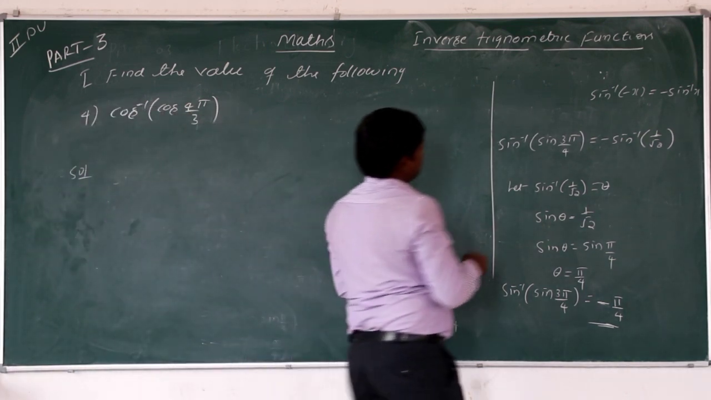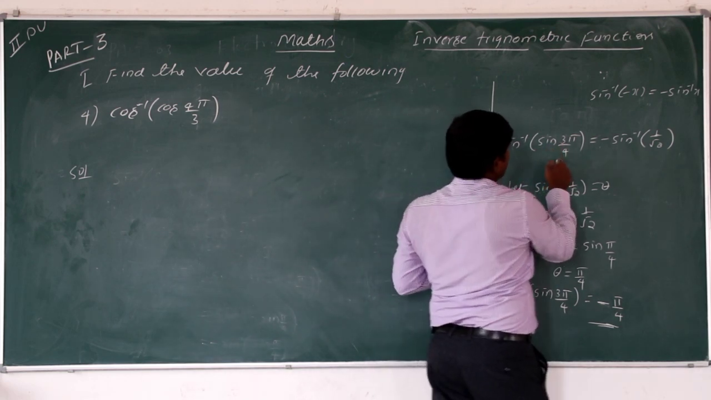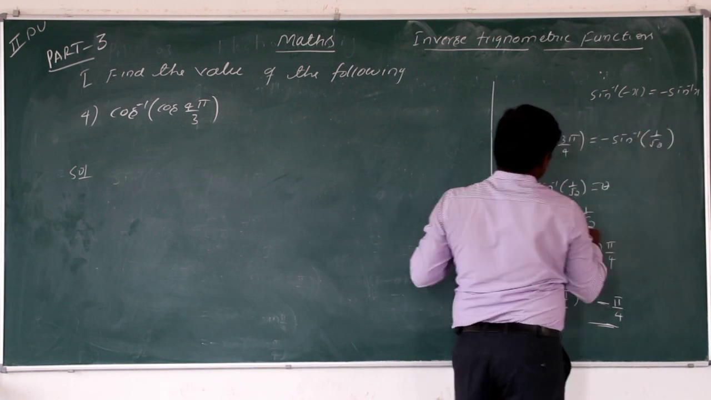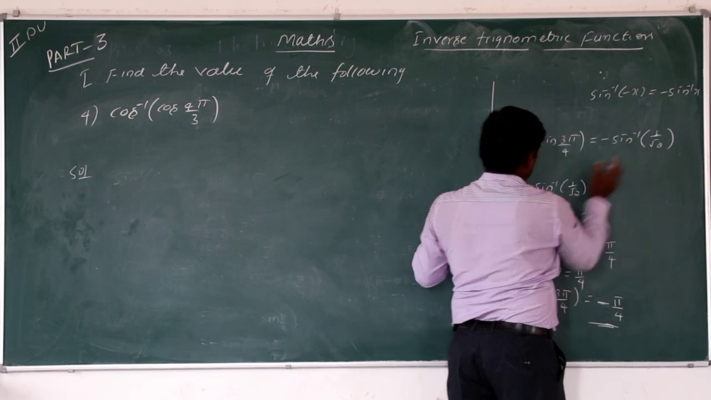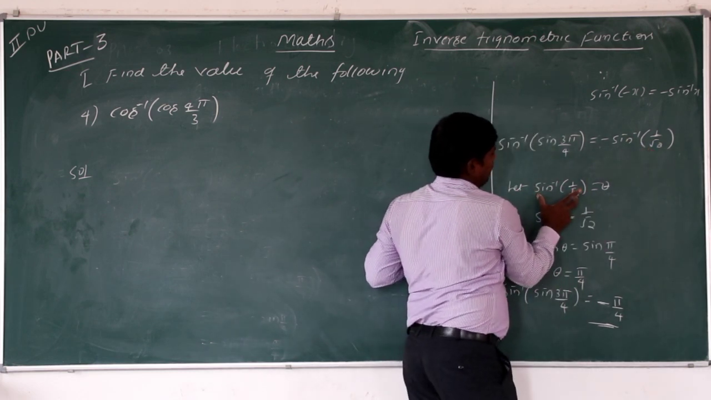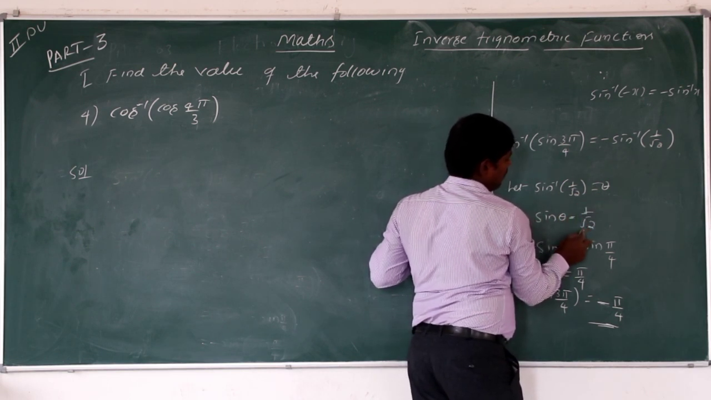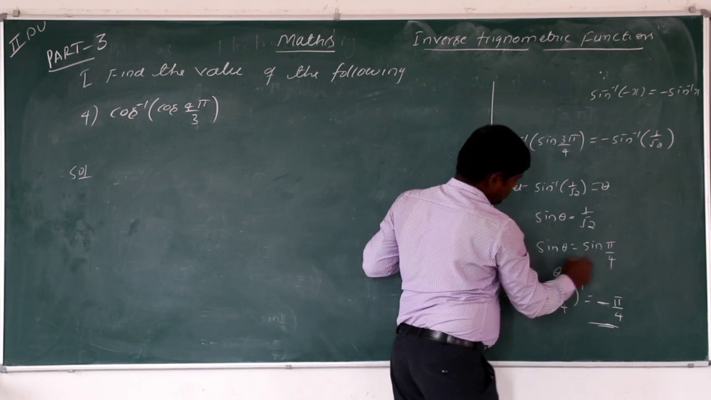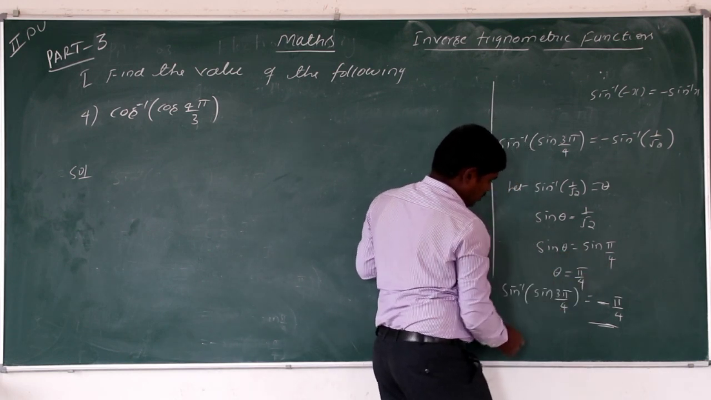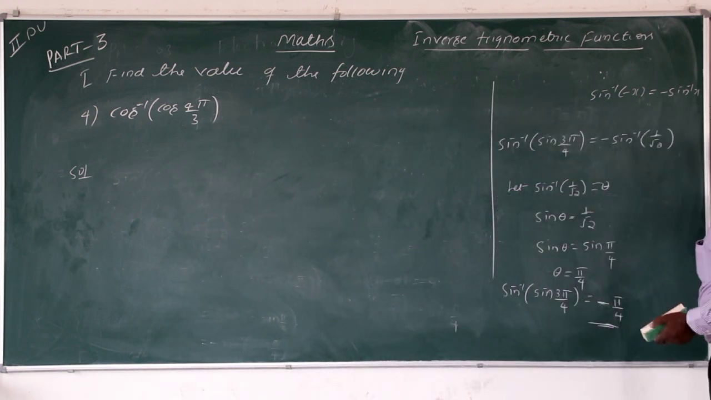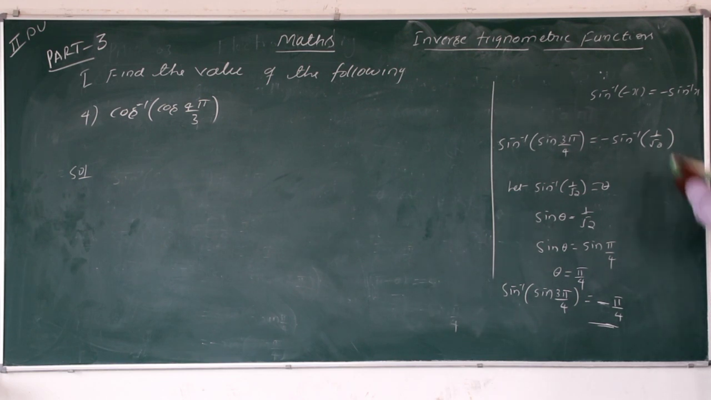See once again, sin inverse of sin 3 pi by 4. Here it is minus of sin inverse of 1 by root 2 by this property. First we need to find the value of sin inverse of 1 by root 2. Take that value as theta. Then sin theta is equal to 1 by root 2, so sin theta is equal to sin of pi by 4. Equating, theta is equal to pi by 4. So sin inverse of sin 3 pi by 4 is taken as minus pi by 4. Sin inverse of minus theta is nothing but minus sin theta. Same property.